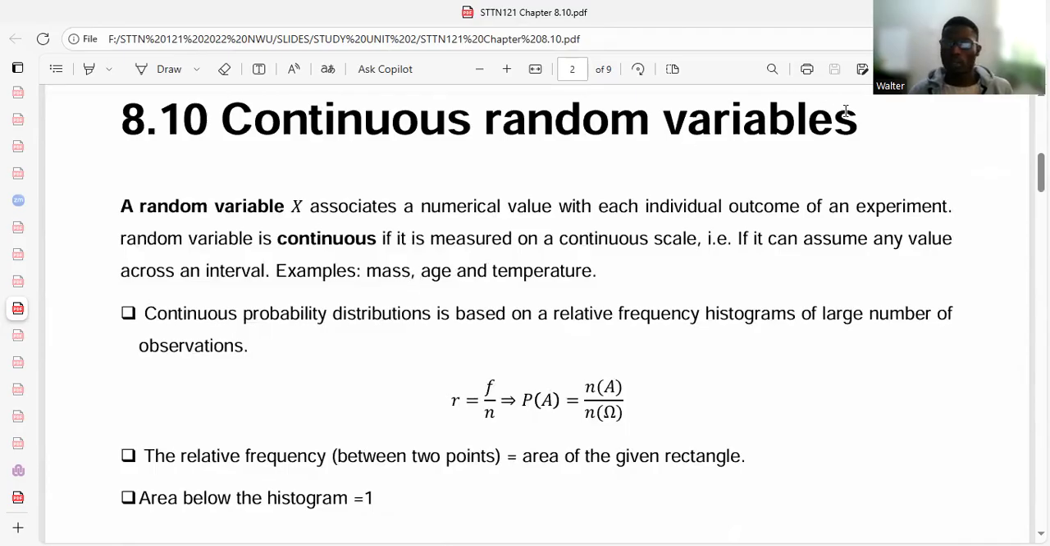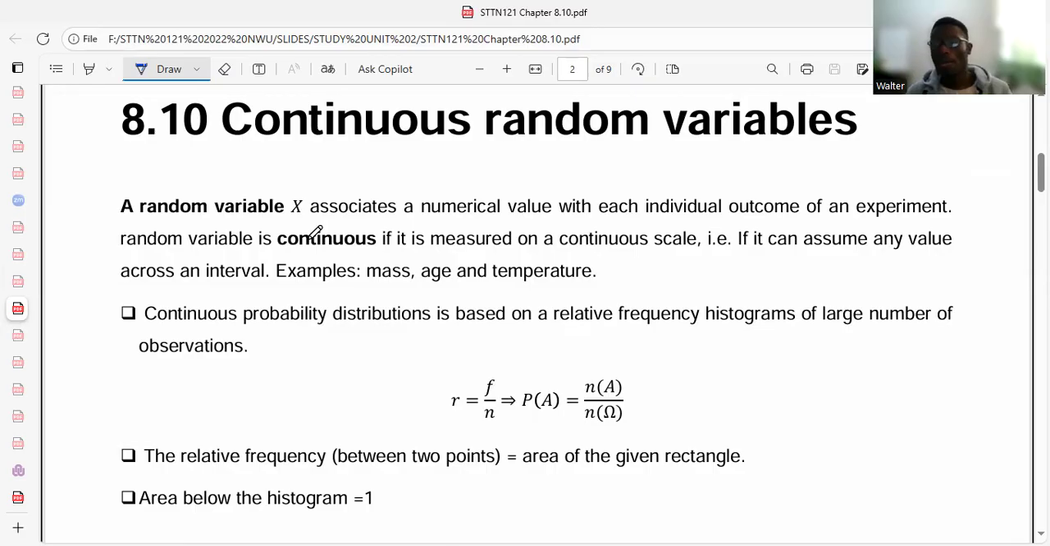Now, if you check under 8.10, we are still dealing with the random variables. Remember, I told you that it's very important for you to understand the definition of a random variable.